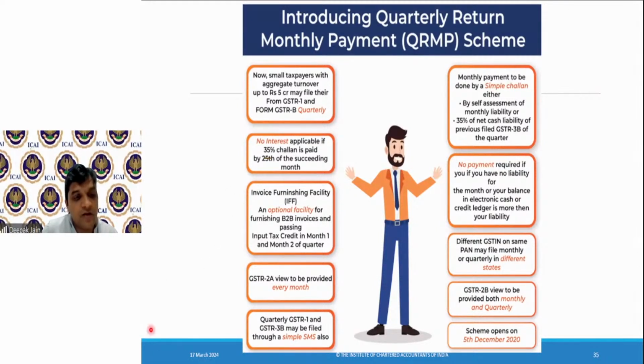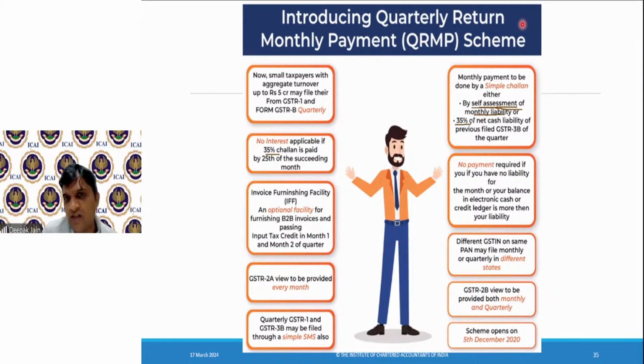If you're in the QRMP scheme, you can make the payment by the 25th of the succeeding month. You have an option to pay 35% of the total tax liability. If you're paying this 35%, no interest, or you have to make the monthly payment by a simple challan. So you have two options, either by self-assessment. When you go for QRMP, you have to give your option saying that you want to go for self-assessment of your taxes.